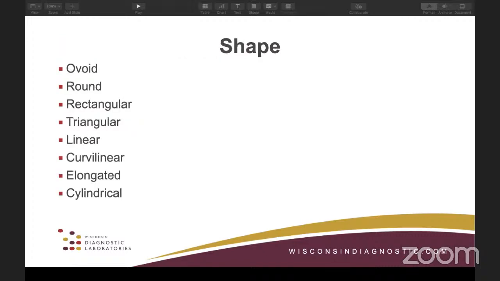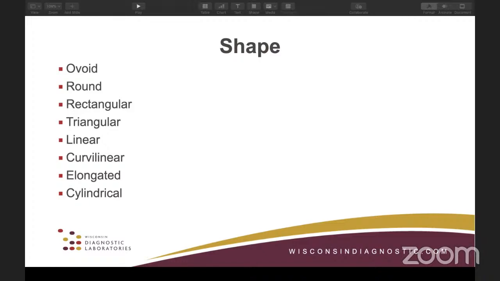All right, so shape. Here's some examples of shapes. Now, this is not an exhaustive list of descriptive words that you could use, but I wanted to give some examples of words that are used quite commonly, so that when you're starting out, you've got a bit of vocabulary that you can lean on that you can use in your gross descriptions. So these are some of them.